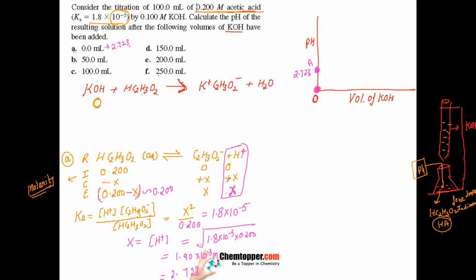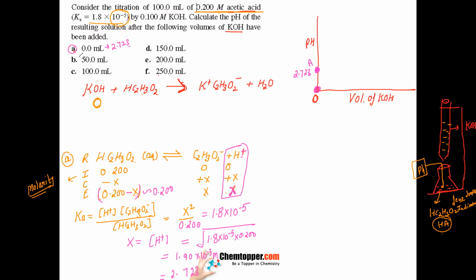Children, is this clear? This we have already done, how to determine the pH of weak acids. And at the A point, titration has not started, we have not added any KOH. So it means it's only pure acid. So get the pH by making this rice table. Ka is given to you.